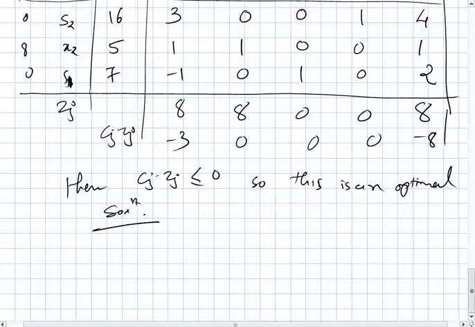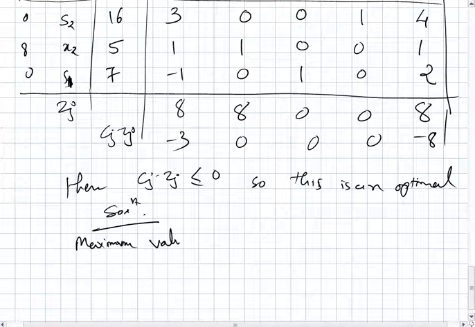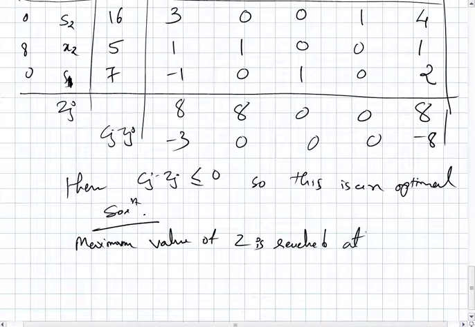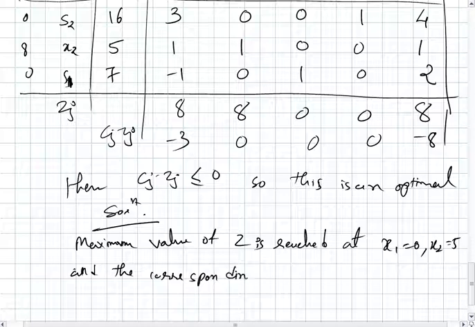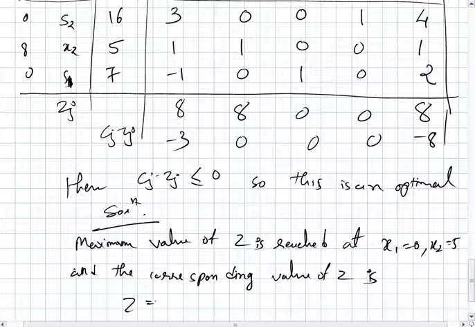So the optimal solution is reached. So the maximum value of Z is reached at x1 equal to 0, x2 equal to 5, and the corresponding value of Z is equal to 5x1 plus 8x2, that is 5 times 0 plus 8 times 5, it is 40.